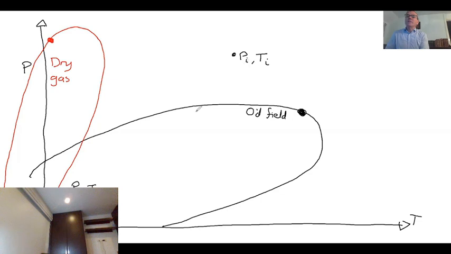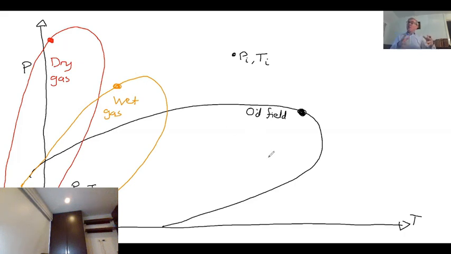Let's do a wet gas. Okay. So what you tend to find is, as your composition gets heavier, that is, you get longer and longer chain alkanes in your hydrocarbon, your phase diagram sort of starts at the top right and then moves down, right? It moves down and to the right.